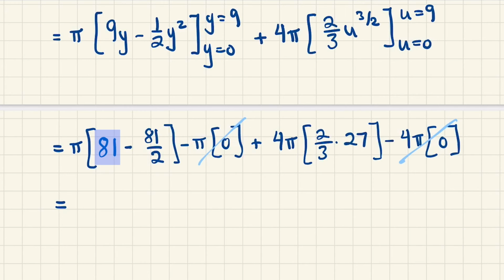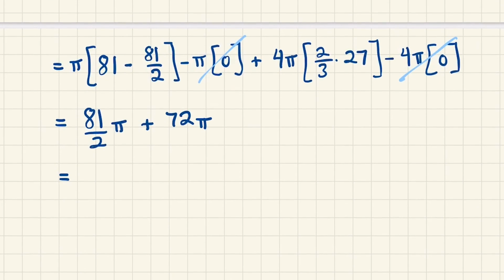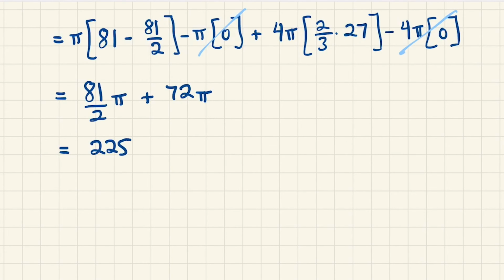An object minus half of that object is just half of that object. So this is 81 over 2 times pi. And we're adding, what we have is 4 times 18, which is 72 pi. All right, so 144 and 81, that's 225 pi over 2. Super awesome.